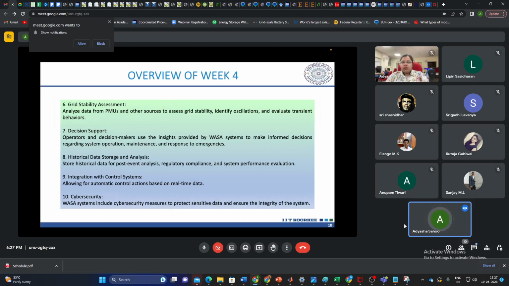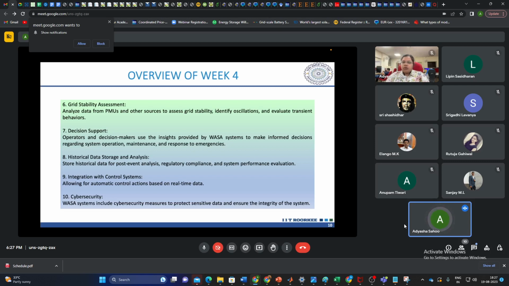Then moving on, we have grid stability assessment. So obviously this is also the same. We'll analyze the data from the PMU and assess the different parameters of grid stability. Then decision support. Obviously, if you have this, the operators have wider knowledge of the system, they can take better decisions for the system.